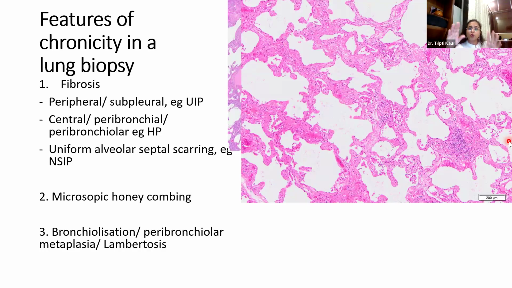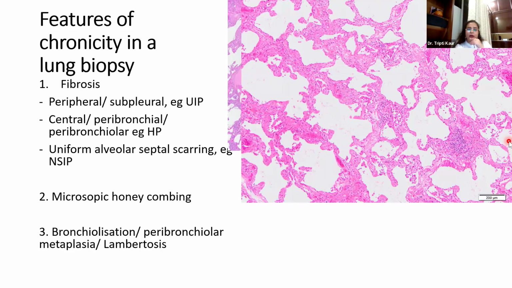So you can remember that UIP is not related to exogenous exposure. It is usually found in idiopathic pulmonary fibrosis, which is an acquired or a genetic thing, and it is idiopathic. It doesn't have any cause, so there is no exposure. Hypersensitivity pneumonitis, on the other hand, is related to exposure, so it is more central in nature. Wherever your respiratory bronchioles and terminal bronchioles are, there is more fibrosis around that area. And NSIP is most of the time related to a connective tissue disorder or drugs or immunodeficiency. So it is homogeneous everywhere.